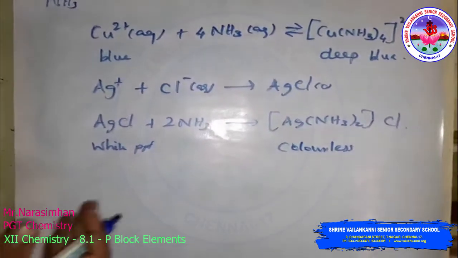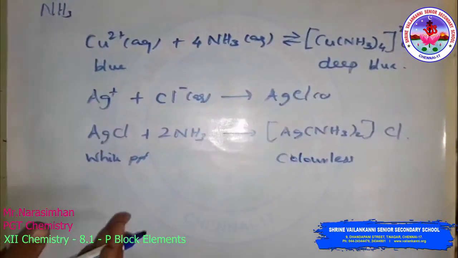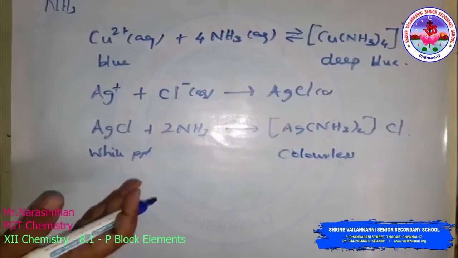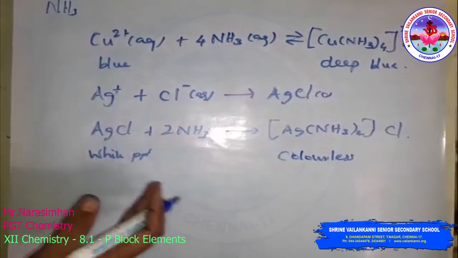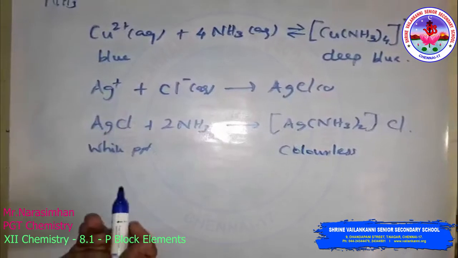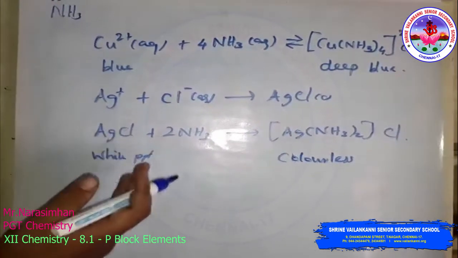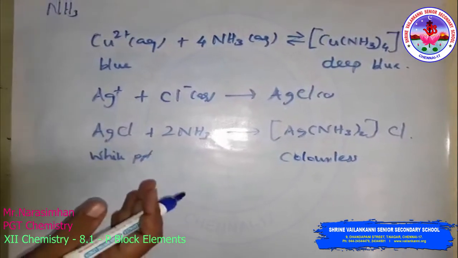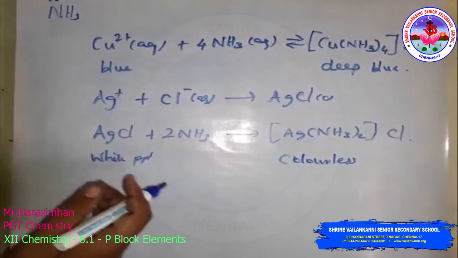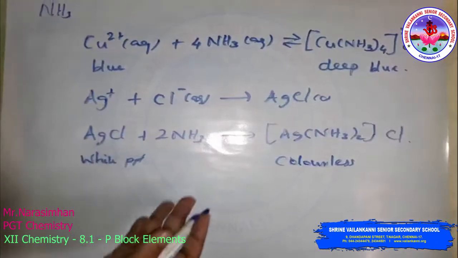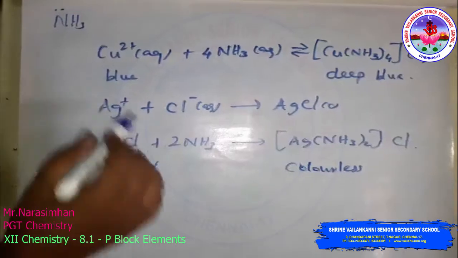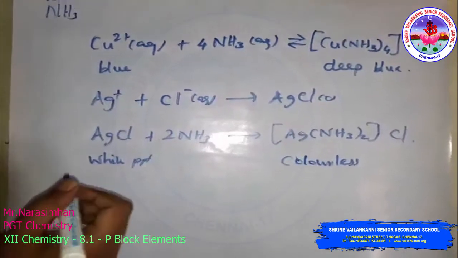Then the uses of ammonia: it is used in various nitrogenous fertilizer industries for ammonium nitrate, urea, ammonium phosphate and ammonium sulphate. It is also used in the manufacture of some inorganic nitrogen compounds, such as nitric acid. Liquid ammonia is used as a refrigerant. So many uses are there. Then oxides of nitrogen.